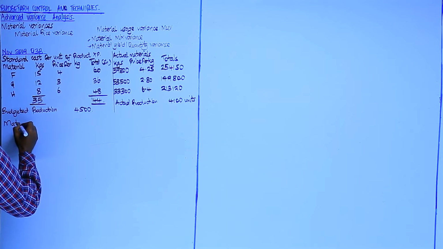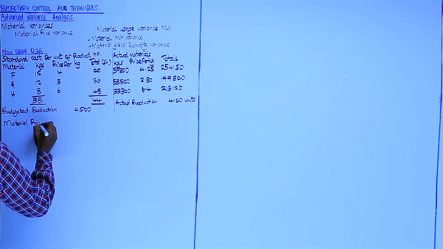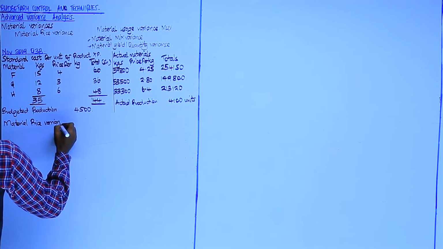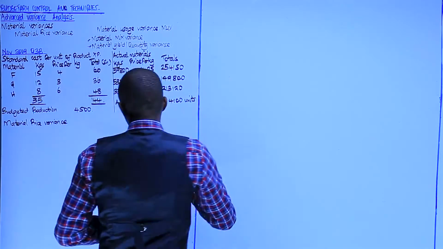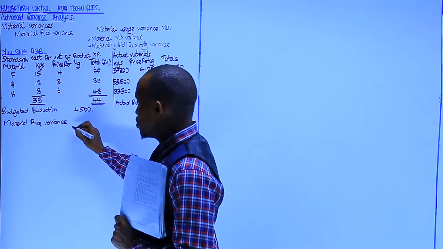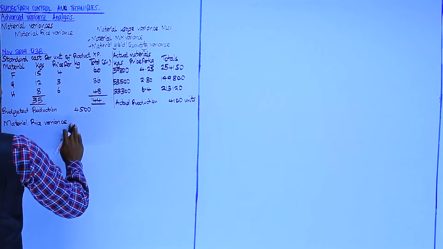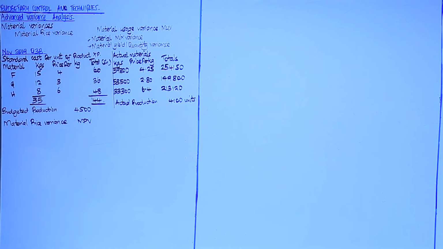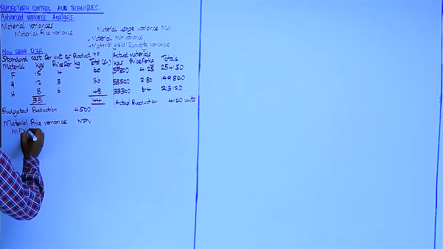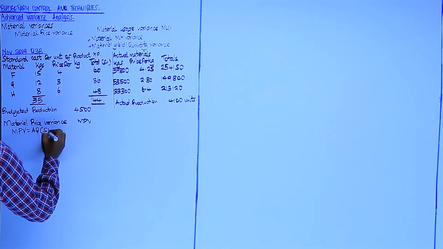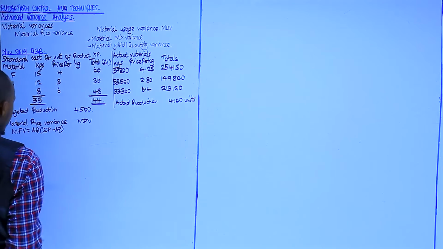Material price variance. Your material price variance, which is simply denoted as MPV, is the difference between the standard price and actual price, for the actual quantity. So here we're going to say MPV is actual quantity times standard price minus actual price.